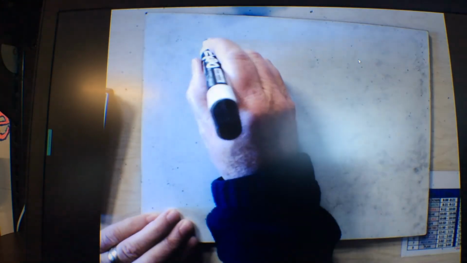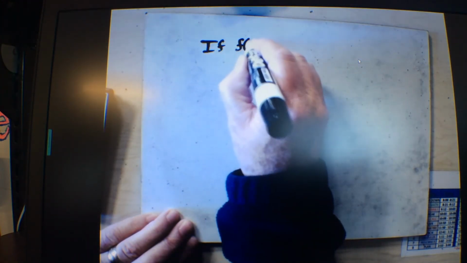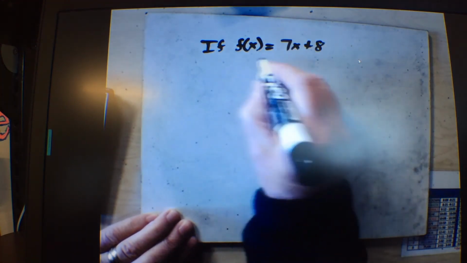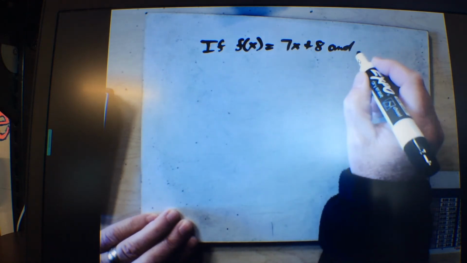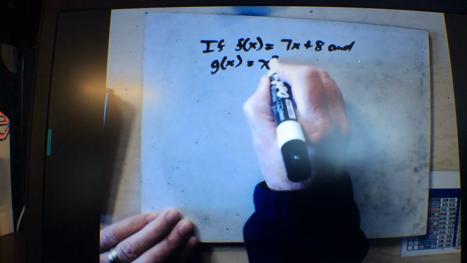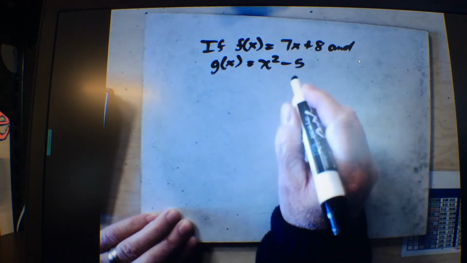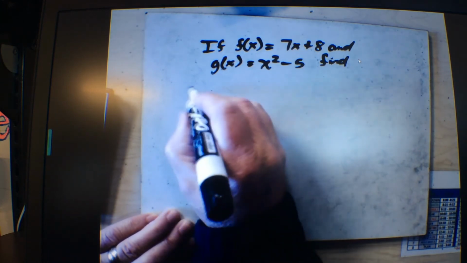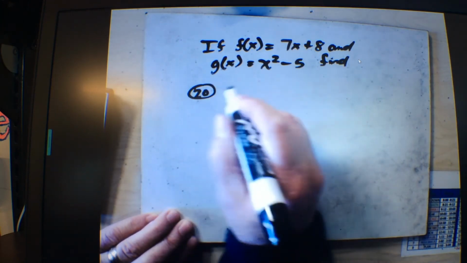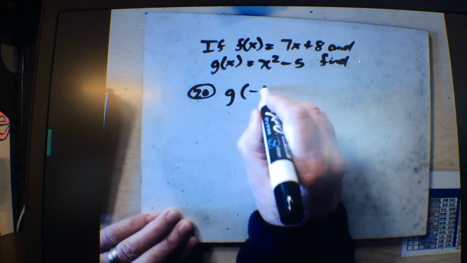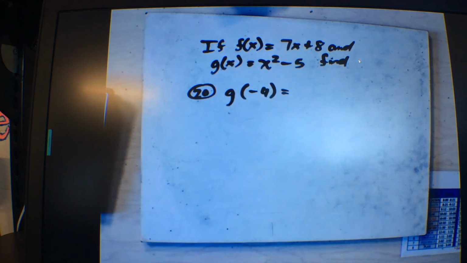Okay, so now, if f of x equals 7x plus 8, and g of x equals x squared minus 5, find, what number am I on? 19? 20, thank you. Find 20. G of -4. Would you find G of -4, please?